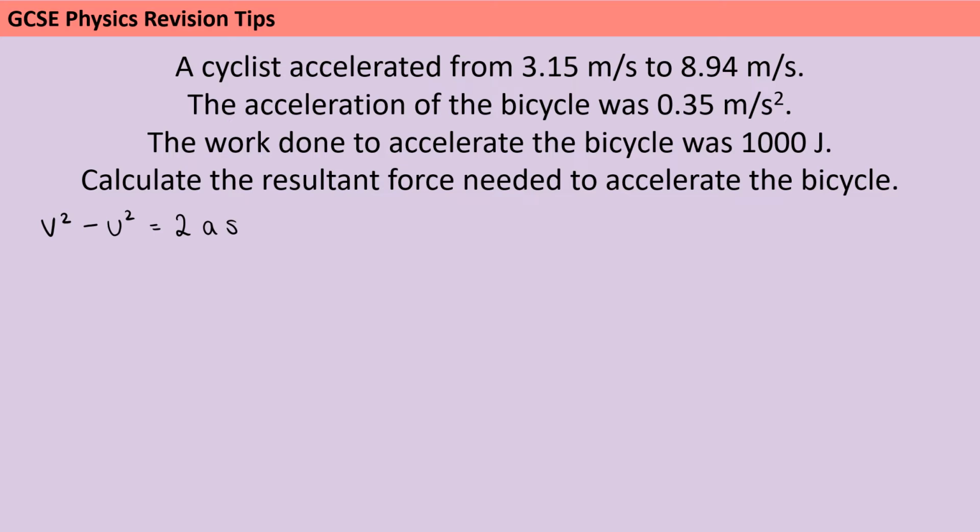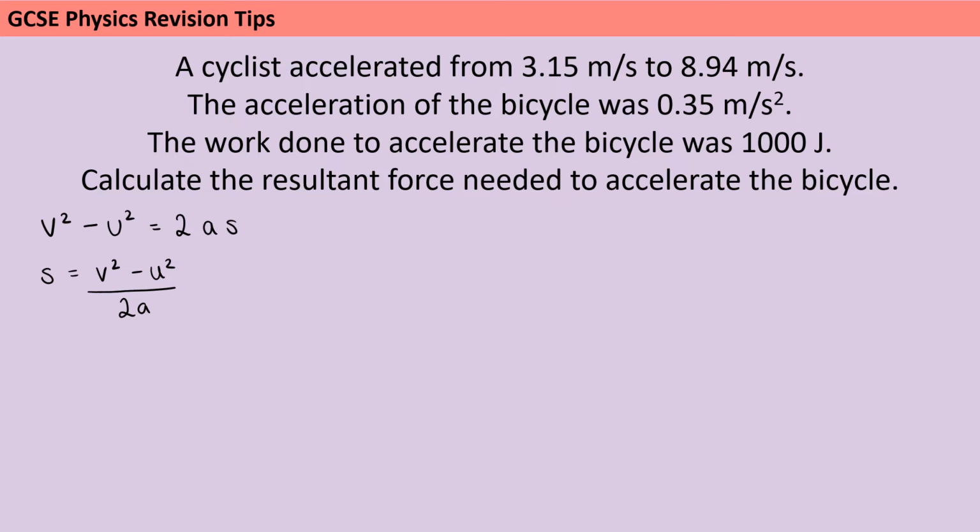So here we want to make the distance the subject of the equation. So I do that by dividing both sides of the equation by 2 times the acceleration. Then I need to identify the correct numbers from the question and substitute these in. So v stands for the final velocity, which here is 8.94. u is the initial velocity or the starting velocity, which is 3.15. And the acceleration is 0.35.